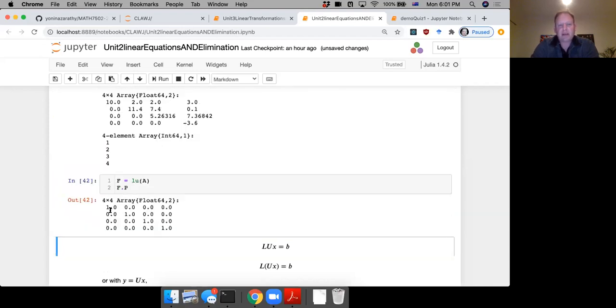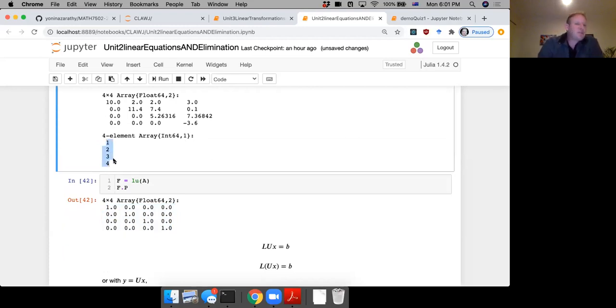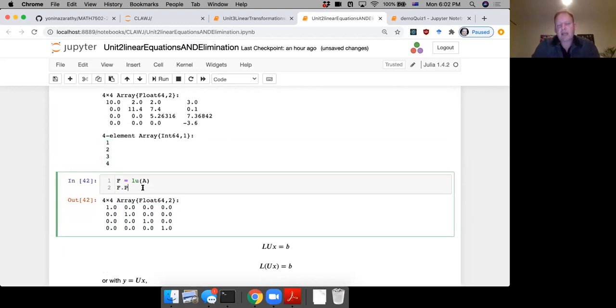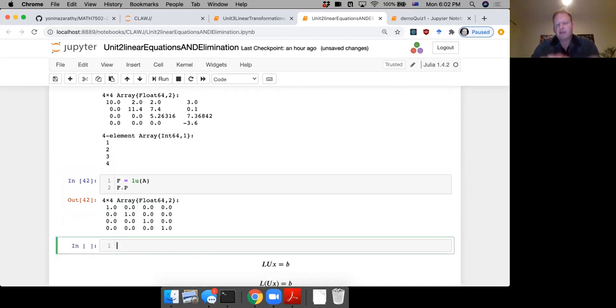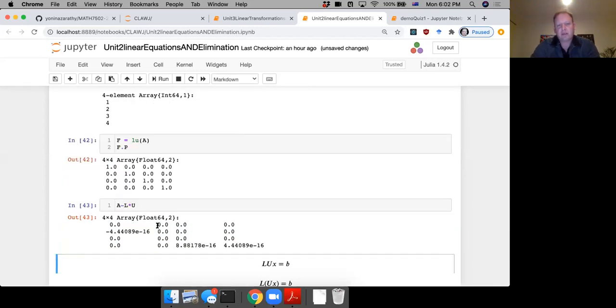So capital P, what do we have here? The identity matrix. The identity matrix matches this permutation. This permutation is the trivial permutation. It means don't permute things. And indeed, with this situation where no permutations were needed, if I do A minus L times U, we're going to get zeros, right? It's all zeros.